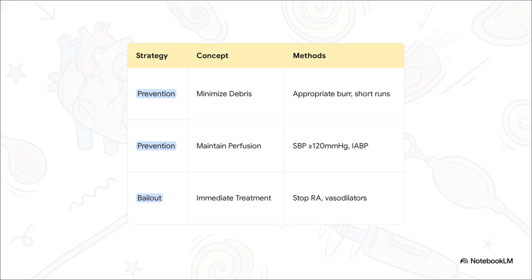First, prevent it by minimizing debris. Use the right burr size, keep ablation time short. Second, prevent it by maintaining perfusion pressure. Keep that systolic at 120 or higher. And third, if it happens, you go to immediate bailout. Stop the atherectomy, watch for ST changes, and give intracoronary vasodilators like nitroprusside.